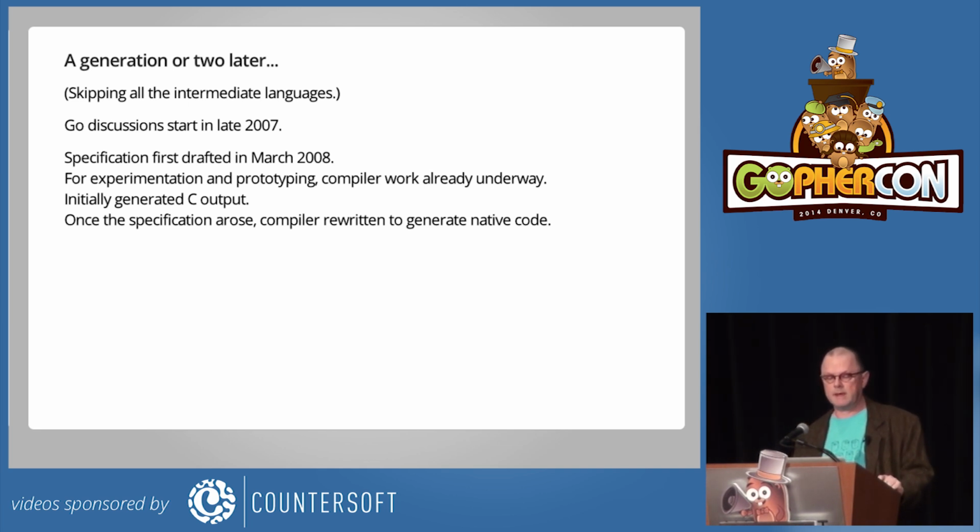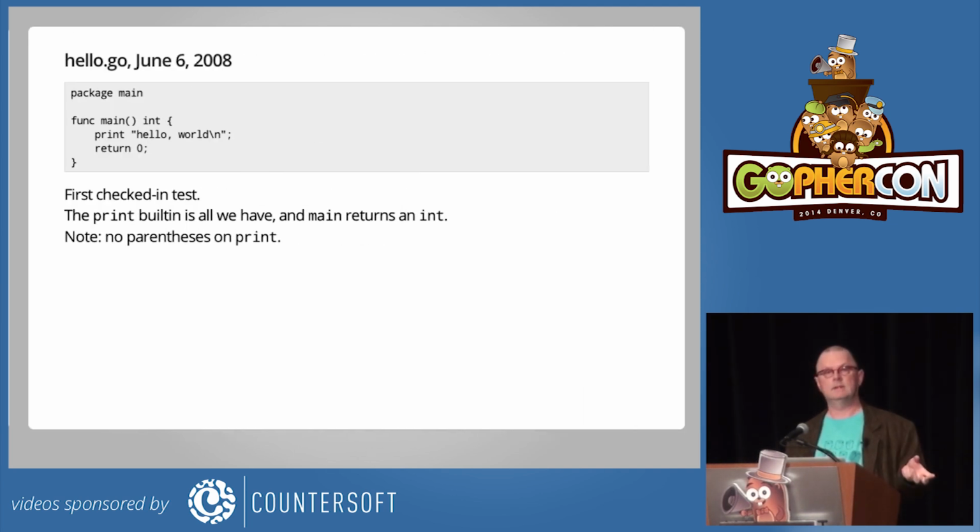But once the specs started to come together, we could write a proper compiler, generate native code, and it was time to write tests. And the very first checked-in test included this example. So this is the first hello.go, dated June 6, 2008, and it looks different from the hello.go of today, and that's what I'm going to talk about.